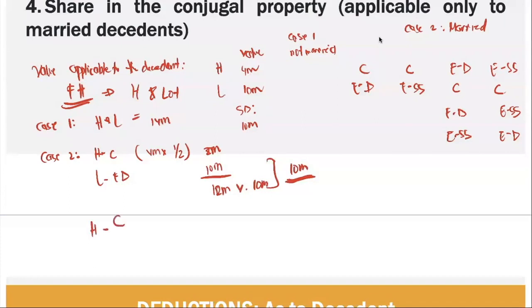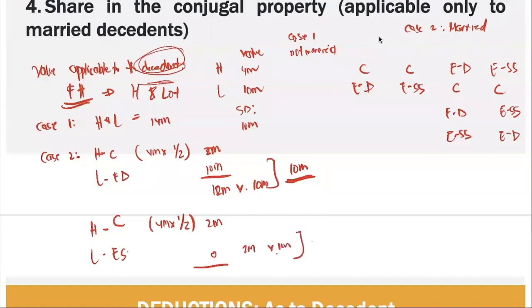Case 2, another. The house is considered conjugal, while the lot is considered exclusive of the surviving spouse. For the house, since it is conjugal, of the 4 million, 1/2 only, 2 million. And since the lot is exclusive of the surviving spouse, you will not include anything, because again, we will only include those applicable to the decedent. So how much then? 2 million versus 10 million, which is lower? 2 million pesos.